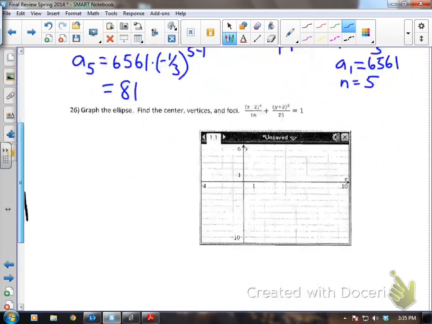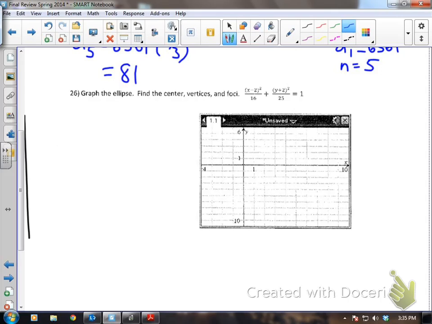Okay, last question. We want to graph this ellipse. Okay, so it's in the form that we want where it's set equal to 1. You've got the equations for the formula there. Remember that your center is at H, K. So my H here is 2, my K is negative 2, because it has to be x minus a number and y minus a number. Since it's y plus, it's going to be negative 2. So my center's at 2, negative 2, right here.